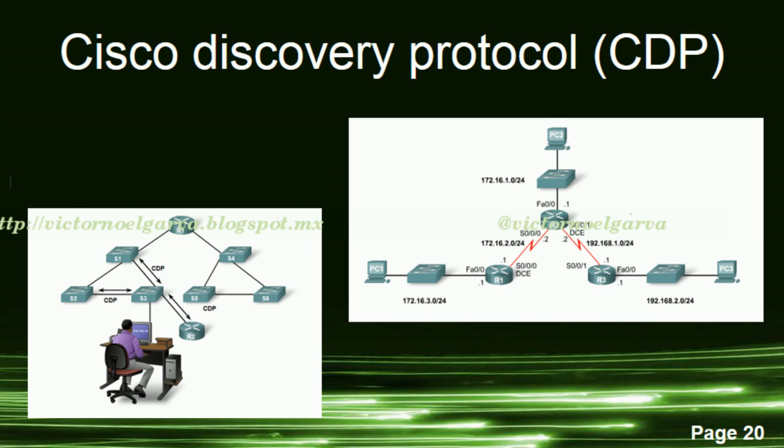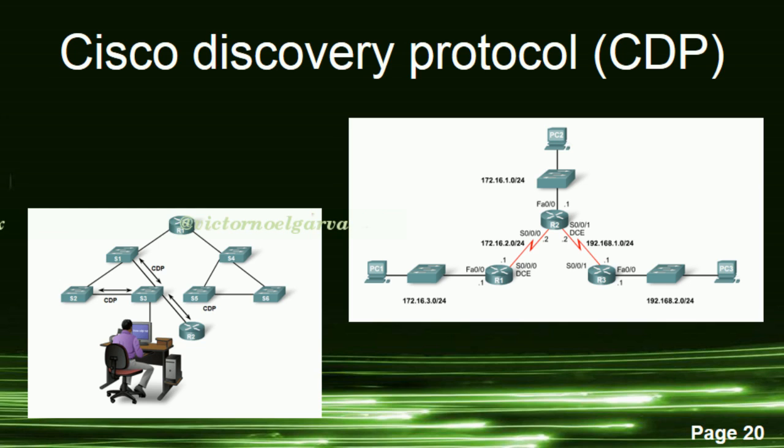In the CDP protocol figure, the network administrator is logged into S3. S3 will receive CDP advertisements from S1, S2, and R2 only. Assuming that all routers and switches in the figure are Cisco devices running CDP, what neighbors would R1 have? Can you determine the CDP neighbors for each device?